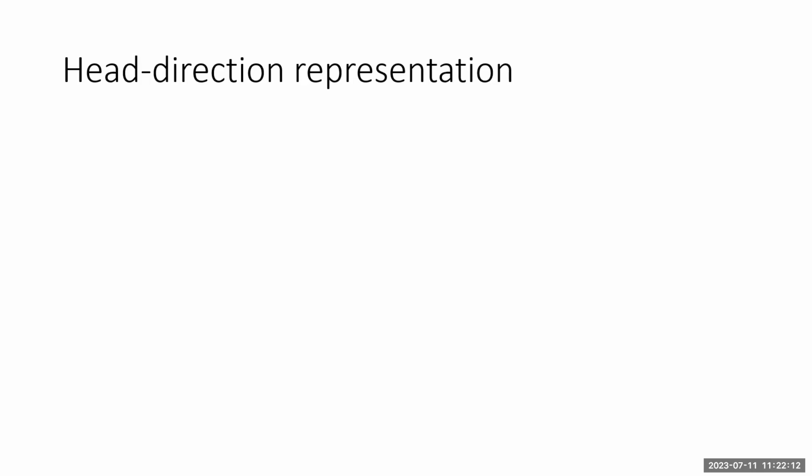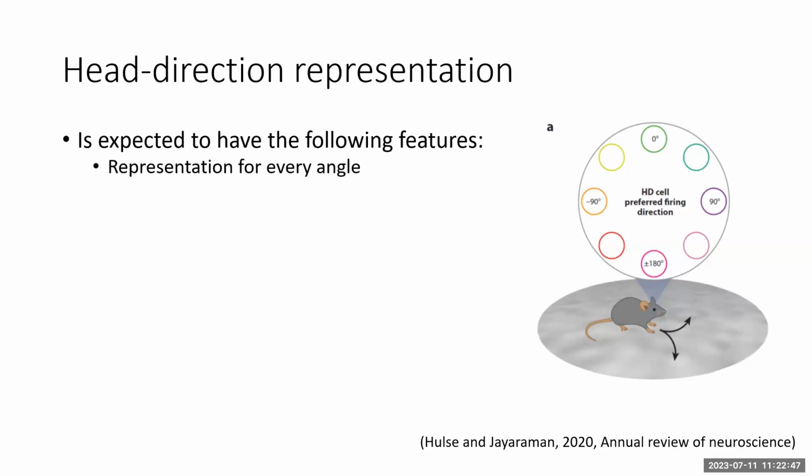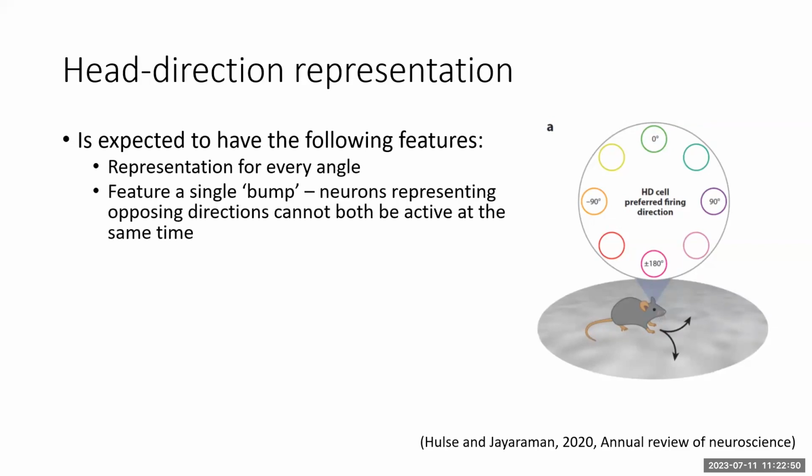So let's talk about the ring model for head direction representation. The idea is that to navigate in the world, animals need to represent the direction in which they're heading. We could say the direction of their head. So we expect there to be a representation for every possible angle if you're in two-dimensional space, 360 degrees. And we expect head direction representation to have the following features, just by virtue of being this kind of representation. We want representation for every angle. And we also expect to see a single bump, right?